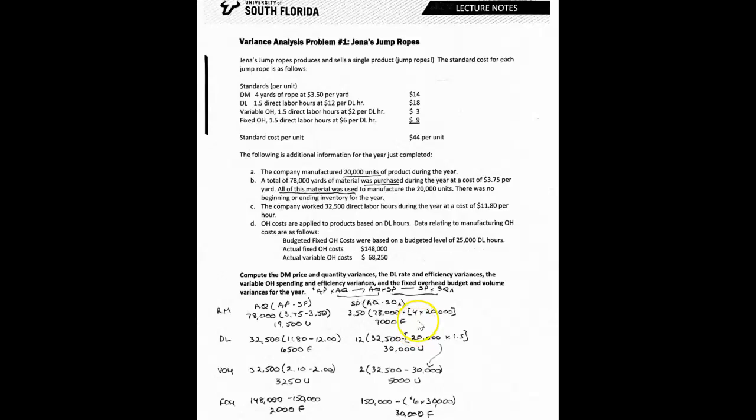In terms of usage or efficiency, my standard price is $350, and I'm going to multiply that times the difference between my actual quantity of 78,000 and my standard quantity.